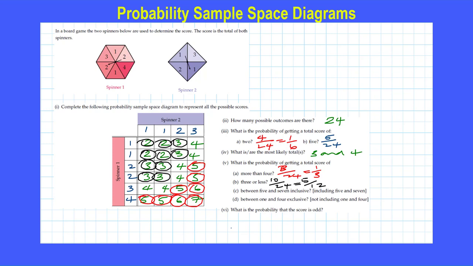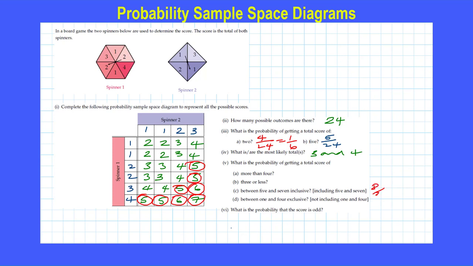Okay, now clearing that data again, we're now going to see between 5 and 7 inclusive. Now 5 and 7 inclusive, that means it includes 5 and 7. So we circle everything between 5 and 7, including 5 and including 7. We count them up, we see how many we got, 8 out of 24, which is again a probability of 1/3.